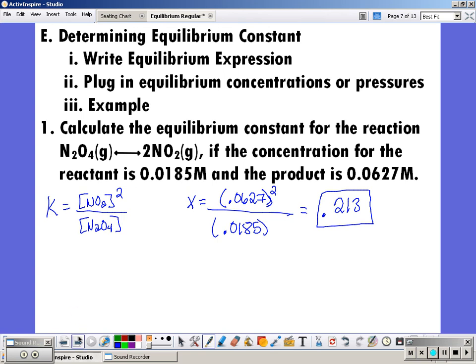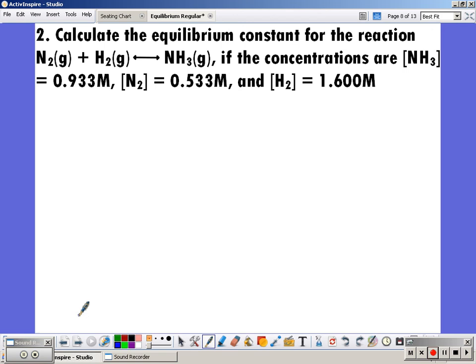And number 2, notice that this reaction doesn't have any coefficients, so that means I would need to balance it. 2 nitrogens, 2 nitrogens, 6 hydrogens, 6 hydrogens. It's homogeneous, they're all gases, so I need to include everybody. K equals the product, NH3 squared, over the reactants, N2 times H2 cubed.